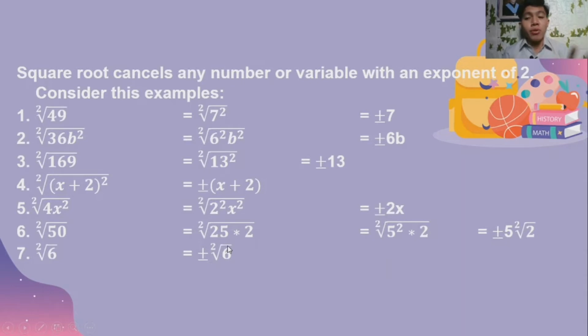Okay? Linawin ko yung example number 6 at saka example number 7. Sa example number 6, hindi siya perfect square. Pero may factor siya na may perfect square. Kaya na-apply pa rin natin yung square root. Kaya yung 50, naging 25 times 2, naging 5 squared times 2, and then syempre na-cancel yung squared, lumabas yung 5. Okay? Sa may number 7, hindi siya perfect square. Wala din siyang factors na may perfect square.